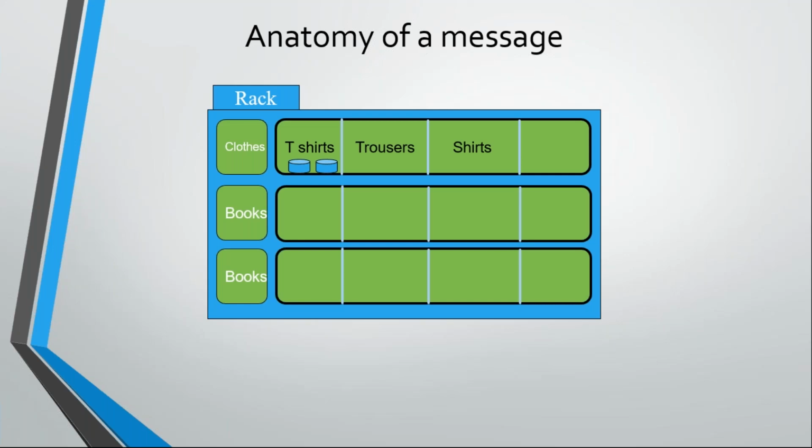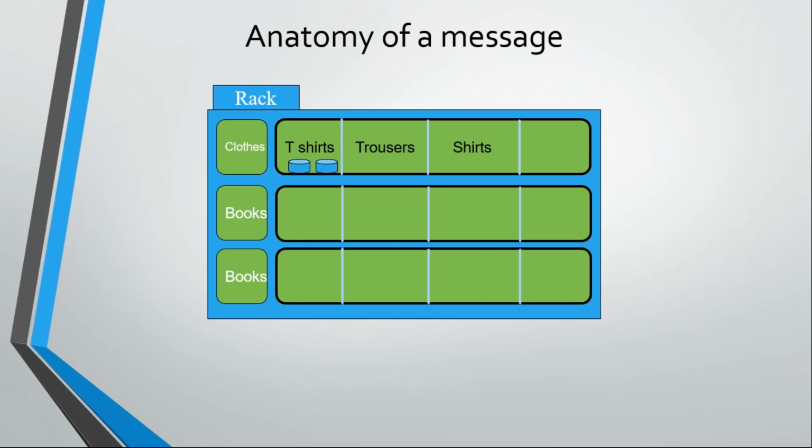Each of the shelves is dedicated to certain things. Now we see that the first shelf is dedicated to putting clothes, the second shelf is for books, and the third shelf is for some electronic items. Let's assume that. And when you look at the first shelf, it is again divided into different compartments. The first compartment is storing t-shirts, the second compartment is storing trousers, and the third compartment is storing shirts.